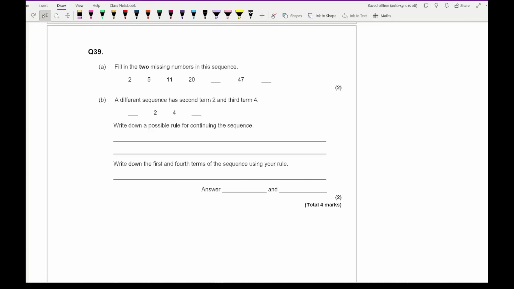Then moving on to our last question, it says fill in the missing 2 terms of this sequence. So here, if we look at the difference between our first and second, that's plus 3. The next difference is plus 6. The next difference is plus 9. And then what you should notice is that the difference is increasing by 3. So the next difference is going to be plus 12. 20 plus 12 is 32. Then the next difference is plus 15. And then the next difference is going to be plus 18. So if I then do 47 plus 18, I end up with 65.